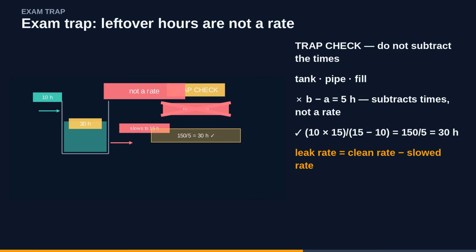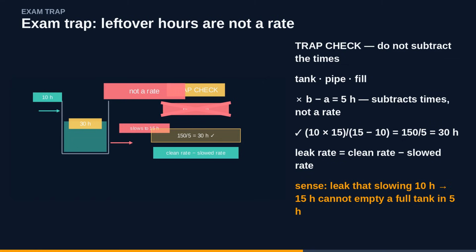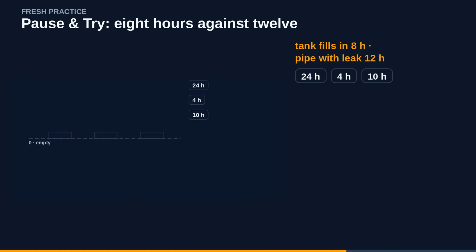The leak's rate is the clean fill rate minus the slowed fill rate. The shortcut packages that in one step. Sense check. A leak that merely trims the fill from 10 hours to 15 cannot empty a full tank in 5 hours. It would be a faster emptier than the pipe is a filler, and the slowed fill would never have finished. Pause and try one fresh.